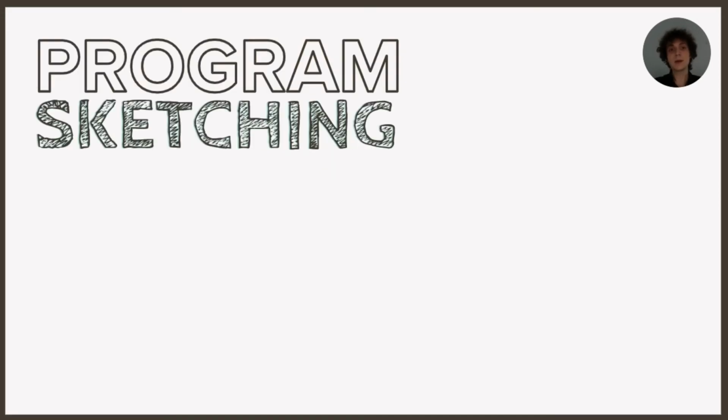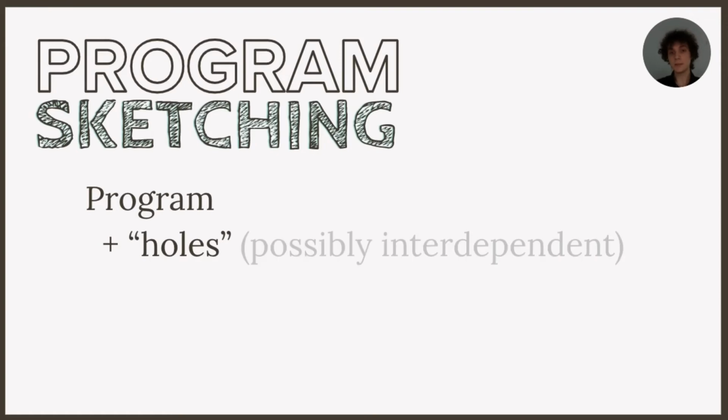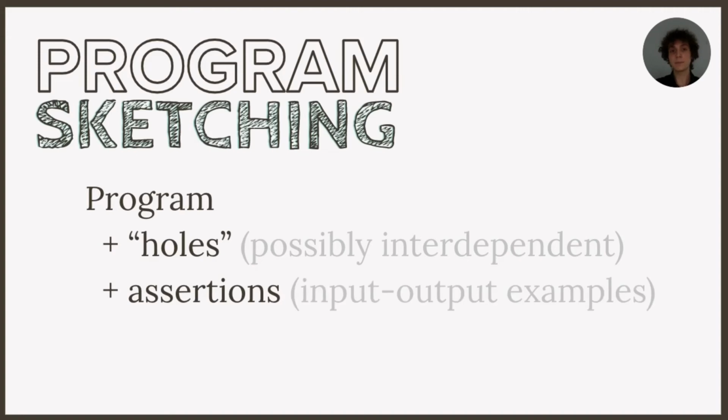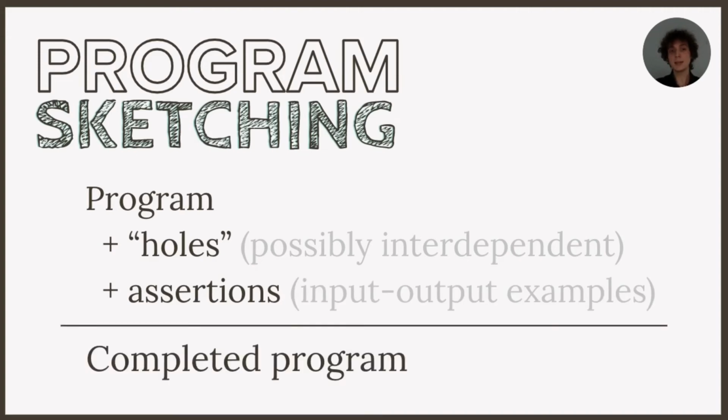So to recap, program sketching is when you have a program with some holes in it, which might possibly be interdependent, and arbitrary assertions on this program, which is where we're going to derive our input-output examples, and what you get at the end of the day is a completed program.